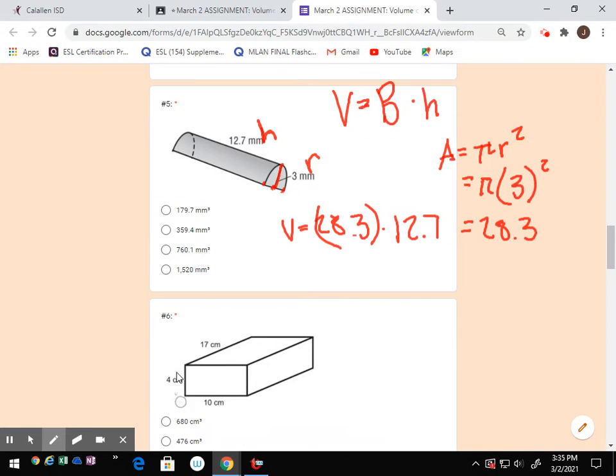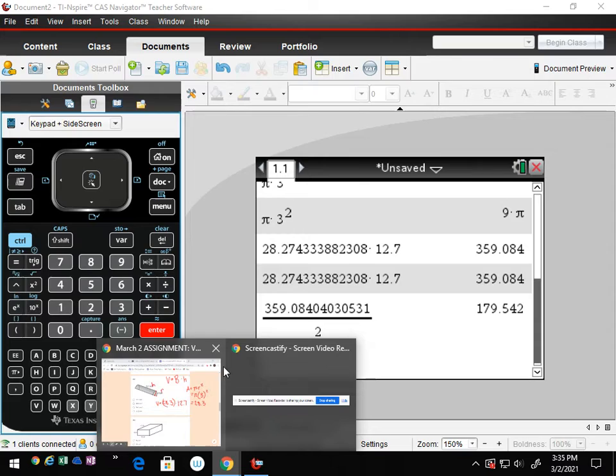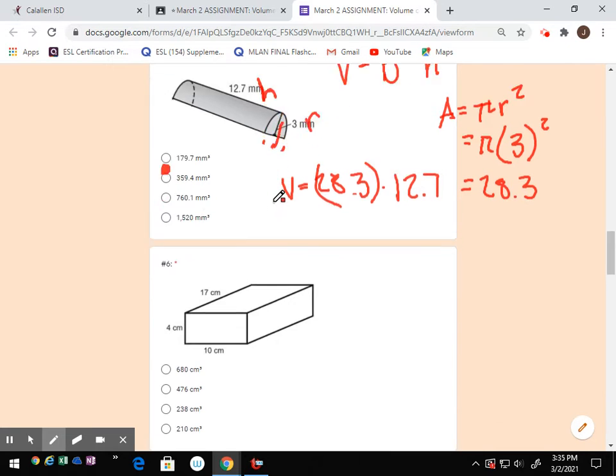So let's go back. And when we look at our answer choices, 179.5. This is our closest answer choice. So here is our correct answer, which is answer choice A. We're going to go down to number 6 now.